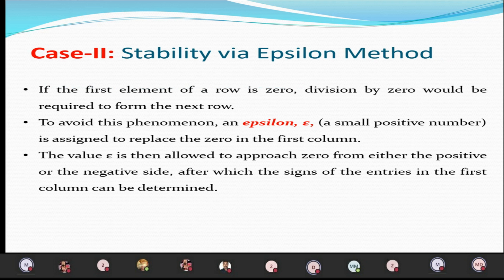So if any element in the first column, only one element becomes 0, then you have to consider that as an epsilon. You have to replace that element 0 in terms of epsilon, and you have to proceed with the problem and construct the Routh array. Okay, so this is what we are going to do in this method.